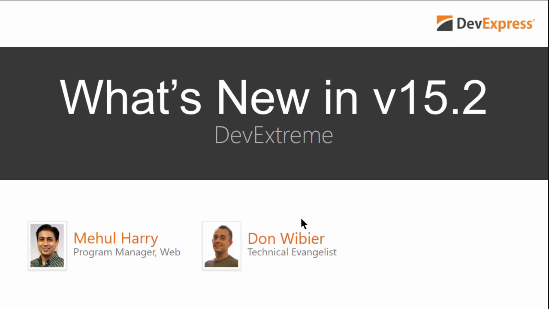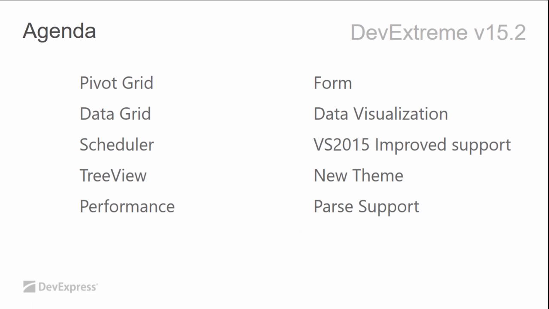And this is what's new in DevExtreme version 15.2. So what we've got in store for you today is a ton of things. I, in fact, have so much to show that Don's going to help us out and show us a lot of the integrations and other cool things that we have. I'll start off by showing off what's happened in most of the widgets that we have, like the pivot grid, the data grid, scheduler, and tree view upgrades that we've done in there. And then I'll talk about a lot of the major work that's gone into this release for performance and how this is going to be a tremendous benefit for you.